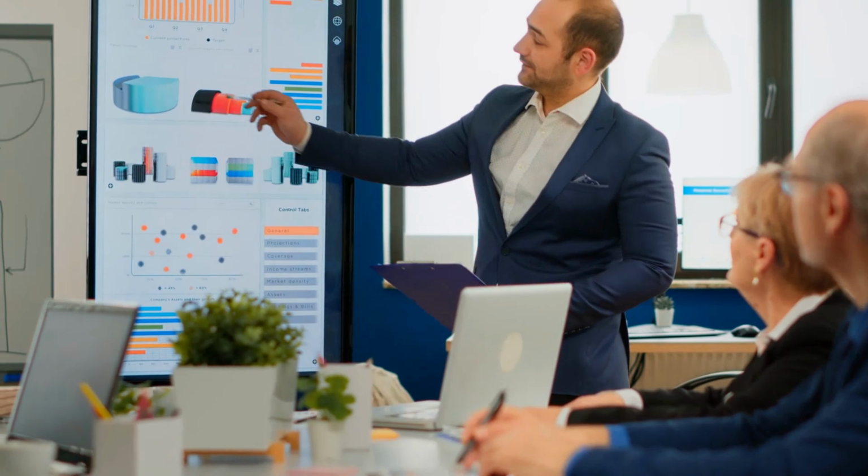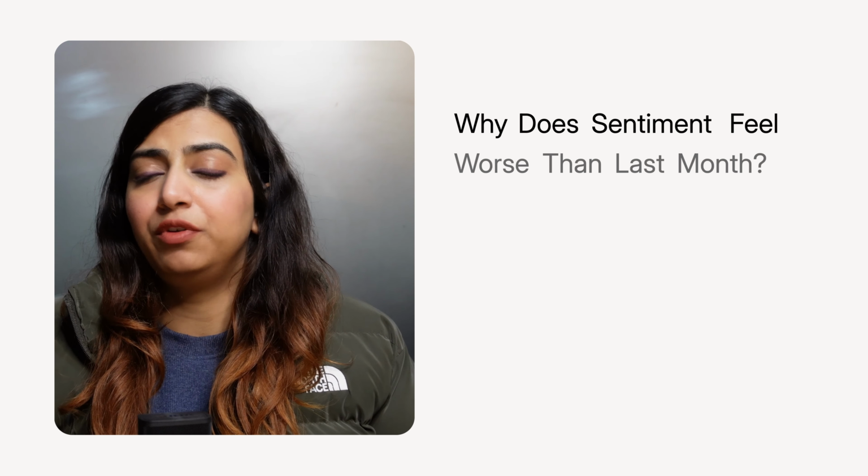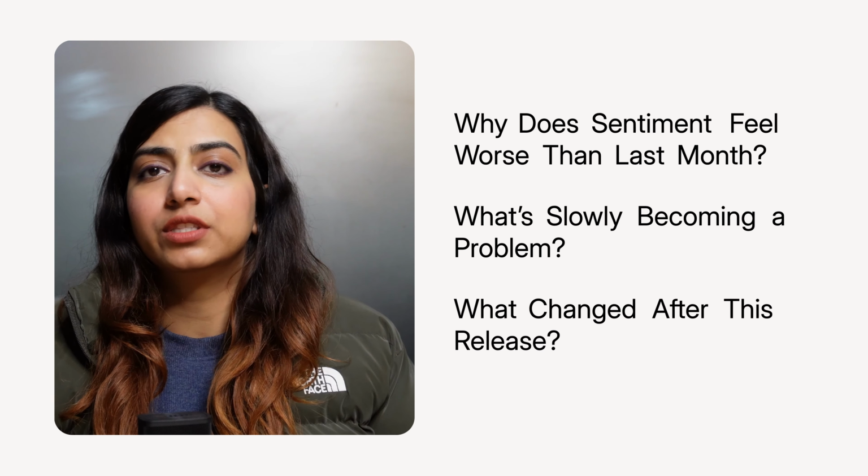Chattermill analyzes sentiment across large volumes of customer feedback from surveys, support conversations, app reviews, and other text-heavy channels. But instead of surfacing sentiment as isolated scores, it focuses on patterns and movements. So teams don't ask what's the sentiment right now, they ask why does sentiment feel worse than last month? What's slowly becoming a problem? What changed after this release?